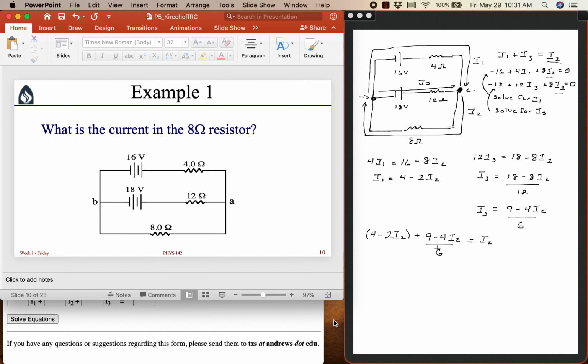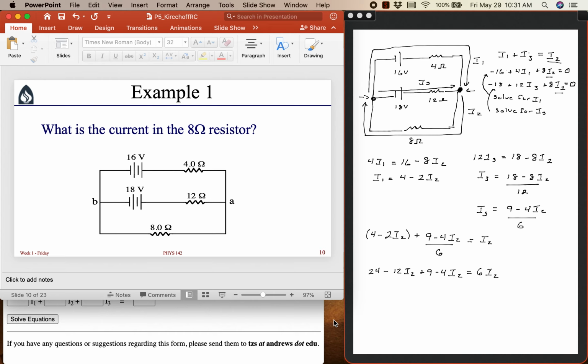So first what I'll do to get rid of this 6 in the denominator, I'll multiply everything through by 6. If I do that, I have 6 times 4, which is 24, minus 12I2. The 6 cancels with the 6 here in this term, so then that gives me plus 9 minus 4I2 is equal to 6I2. So now I need to gather up all of the I2's and gather up all of the terms that do not have an I2 in them on the other side of this expression.